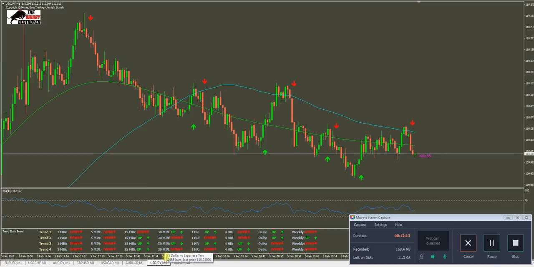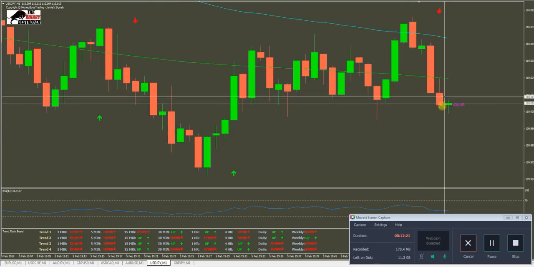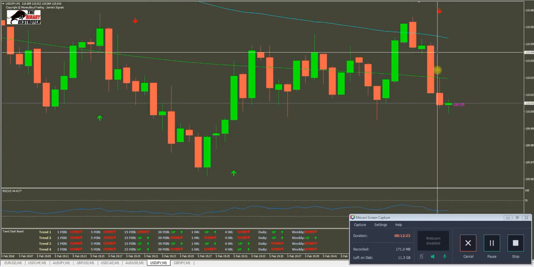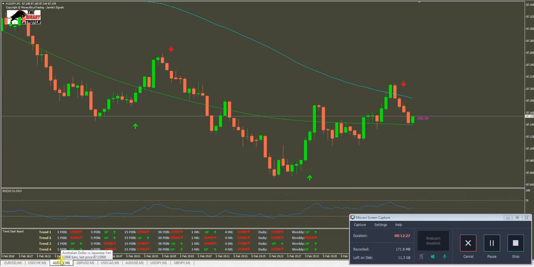AUD USD, no. USD JPY, again USD JPY. Is there a trade here? No, there isn't. There's no trade. Look where that signal arrow appeared, outside of there. So the only trade we actually have going is AUD JPY.